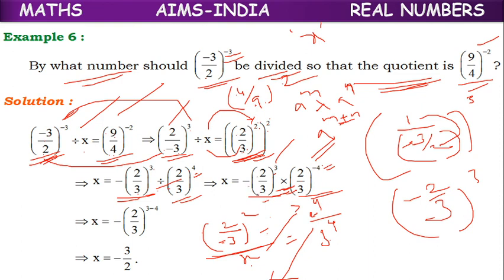So minus 2 by 3. What are the powers here? 3 minus 4. Powers are added. So 3 minus 4 means (minus 2 by 3) whole power minus 1. To remove the minus in the power, what we have to do? Reciprocal we can take. Minus 3 by 2 we can take. Like that we can find the value.